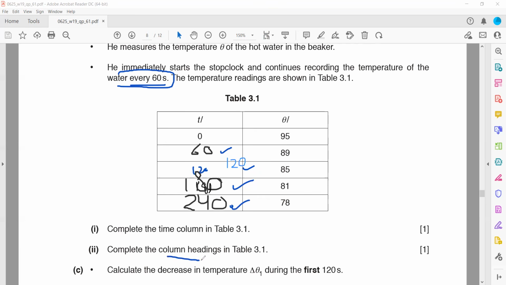Then complete the column headings. The column heading means the units. So what should be the unit of time here and the unit of temperature? So time is in seconds and temperature is in degree centigrade. That's right.